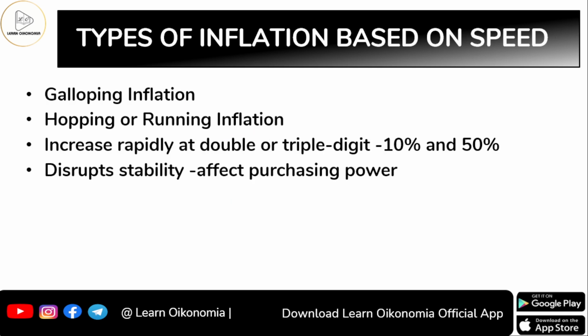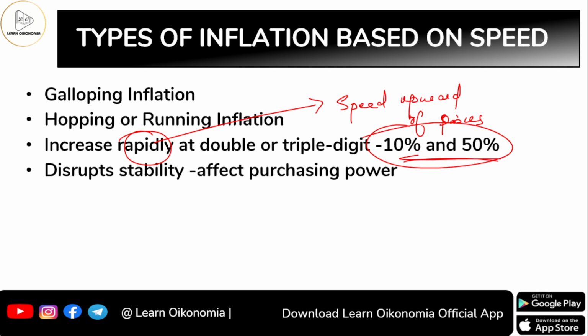And this is called galloping inflation, or hopping inflation, or running inflation. What happens here is that prices increase by double or triple digits. There would be a rapid, upward movement of prices, and this will also happen in a difficult scenario. It will lead to an almost uncontrollable situation, with almost a 10% to 15% rate of growth in prices.